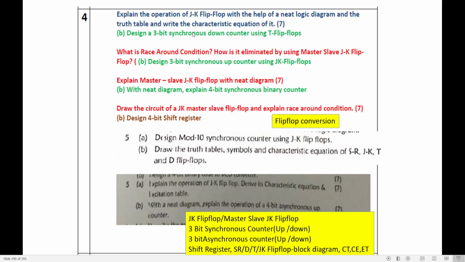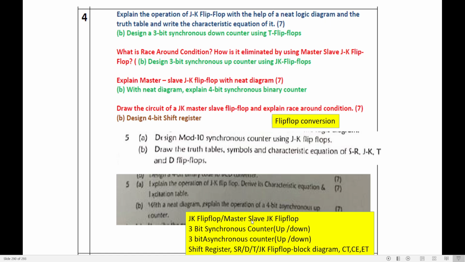Can you see, out of 6 question papers, 5 question papers have a common thing called JK flip-flop. Either he is asking to explain JK flip-flop with the neat diagram, write the characteristic table, truth table, and what is the race around condition, or he says what is race around condition, how it is eliminated using master slave. So the important takeaway is you need to learn JK flip-flop and what is race around condition in JK flip-flop and how this race around condition is eliminated using master slave JK flip-flop.